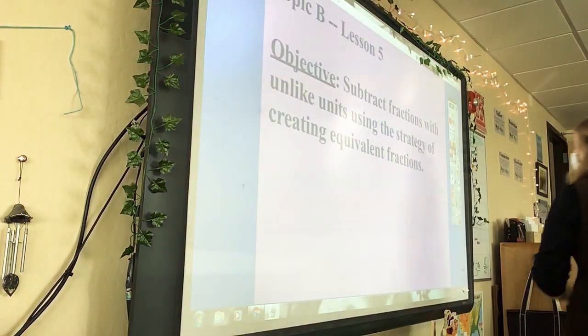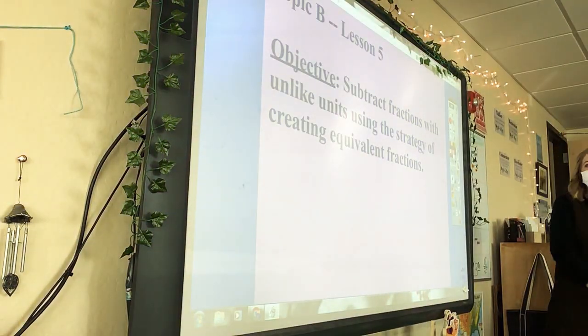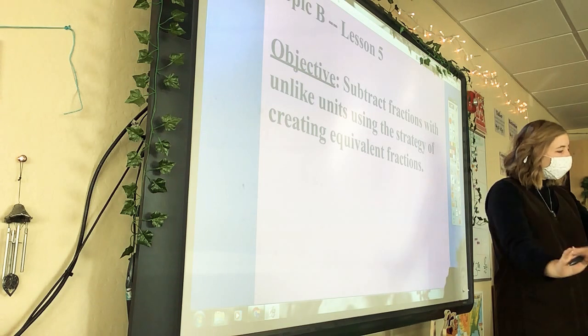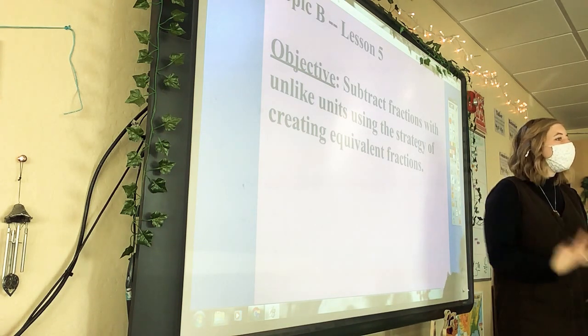So we are going to subtract fractions with unlike units using the strategy of creating equivalent fractions. Okay? So, here we go. We can do it, okay?